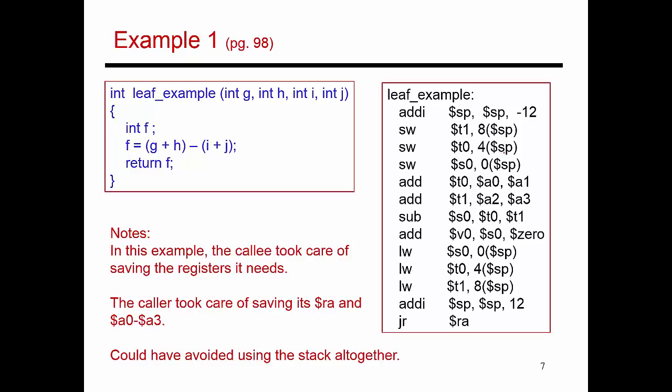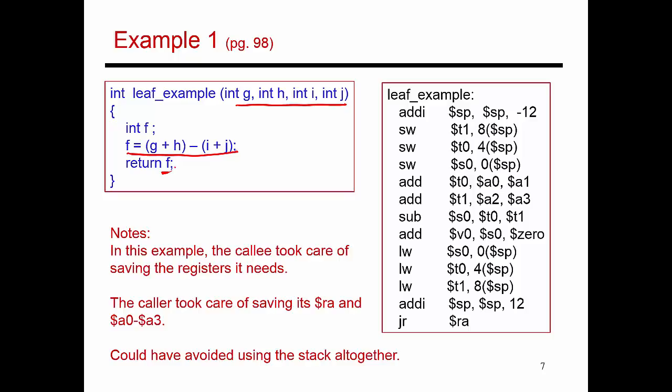So let's walk through this very first example. This is on page 98 of the textbook, and this procedure is called a leaf example. A leaf procedure is a procedure that does not itself call other procedures, so it's kind of at the leaf of a tree. This procedure is very simple. It gets 4 arguments, G, H, I, J. It does this computation, and then it returns the value of that computation, which is called F.